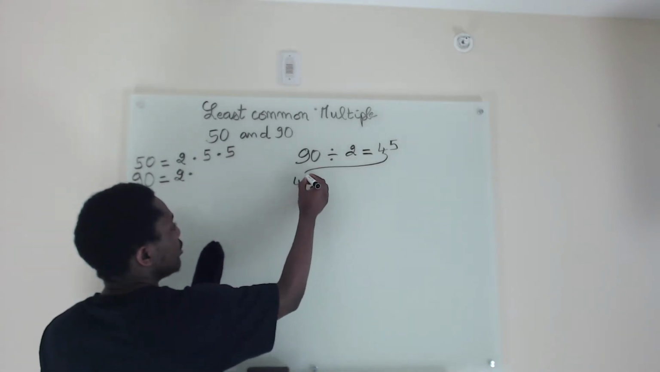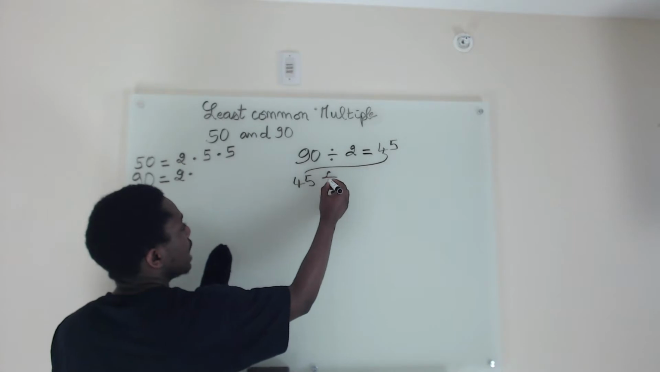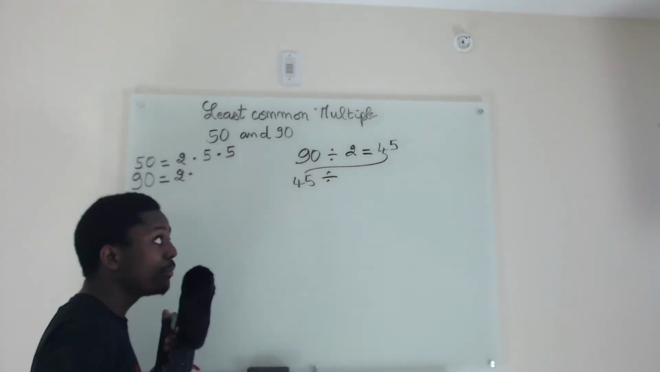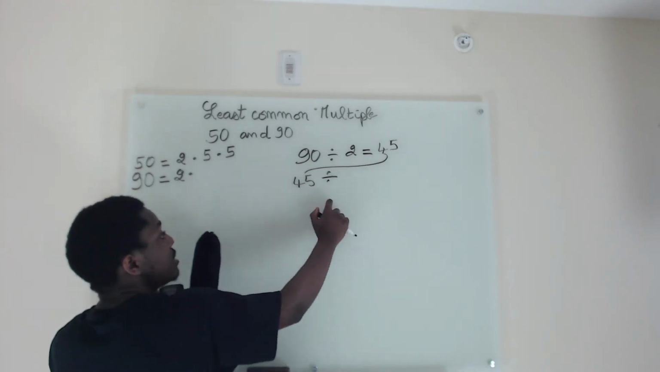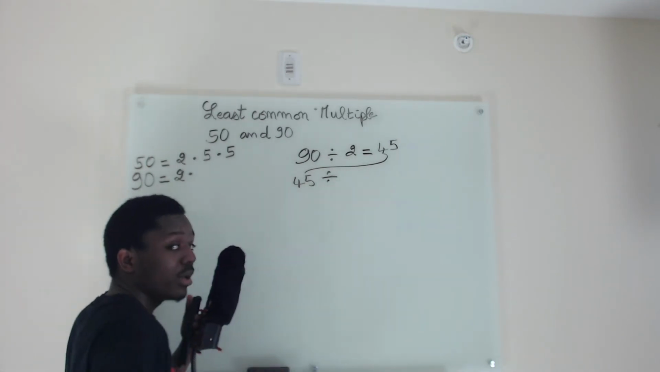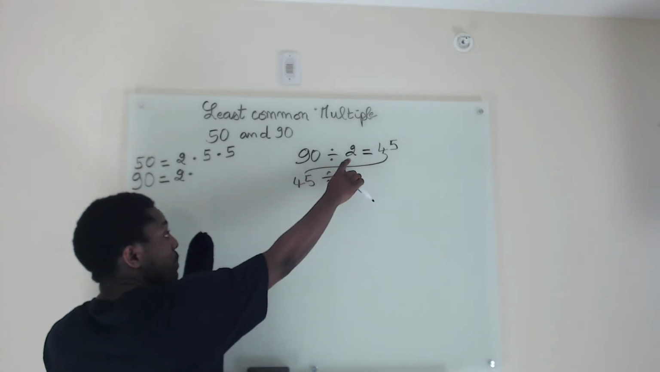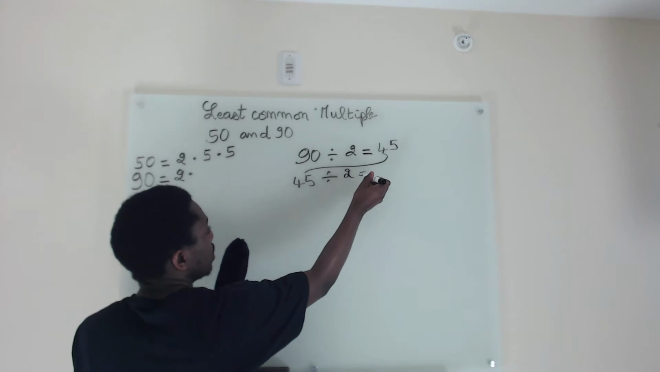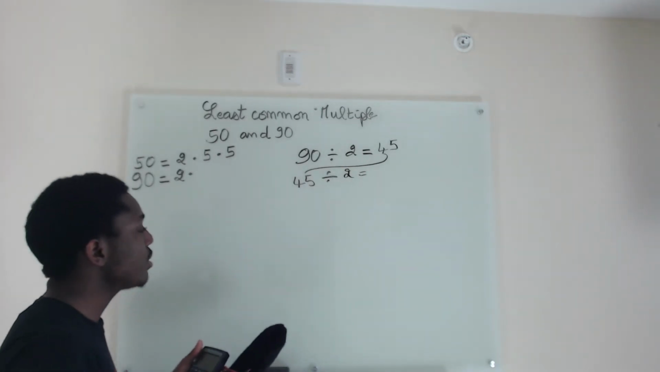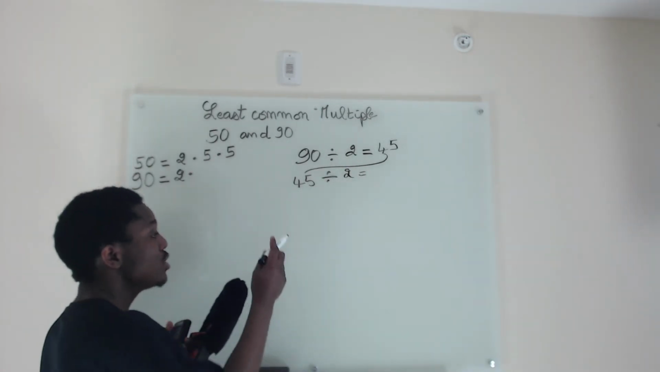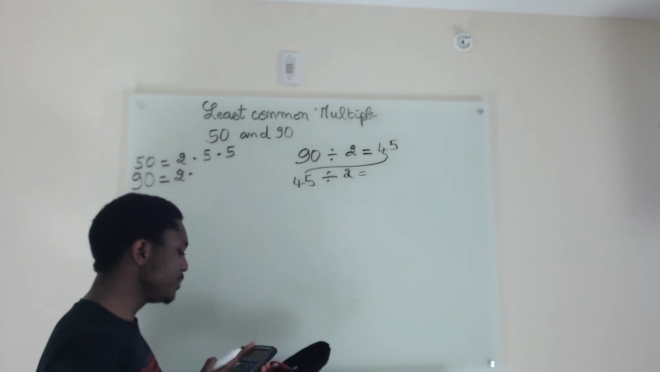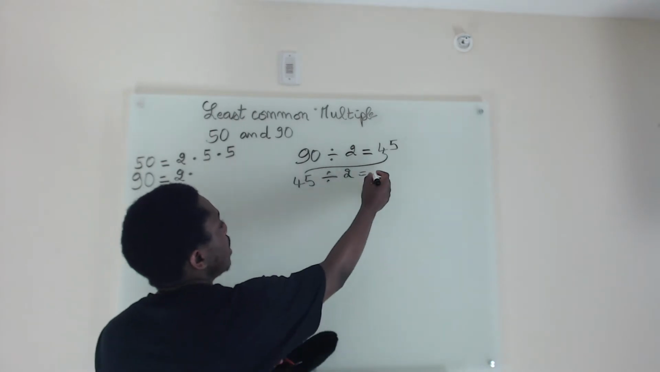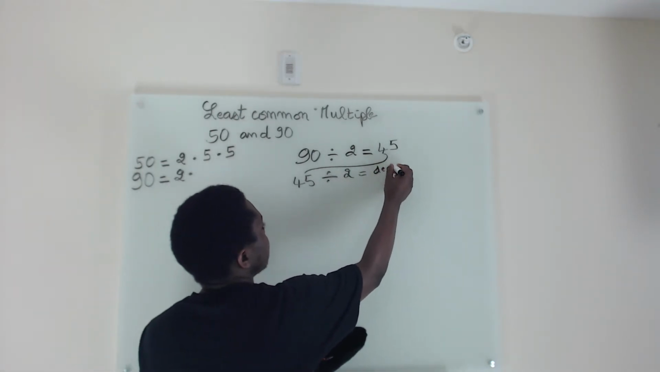Okay? So then you take the number 45 and you keep doing the division. So you take 45, you divide it by what number? You always have to divide it by the previous number that you used. So our previous number was 2. So we have to divide it by 2. So when you take your calculator and you put 45 divided by 2, the answer is a decimal.